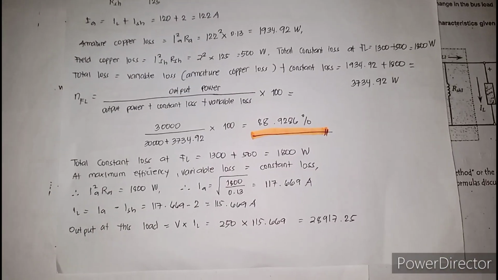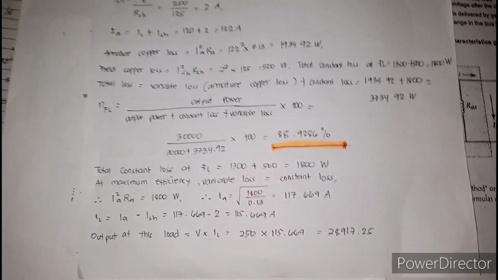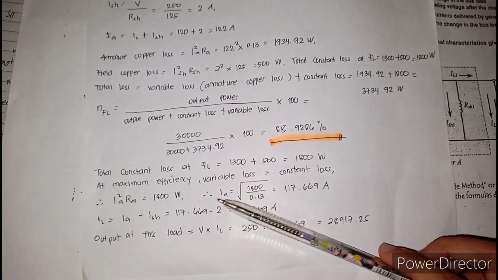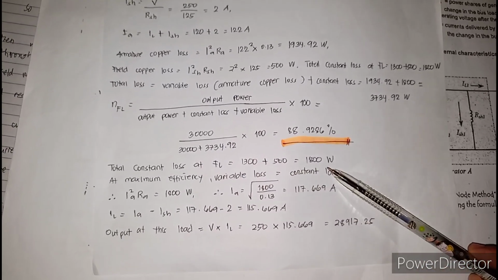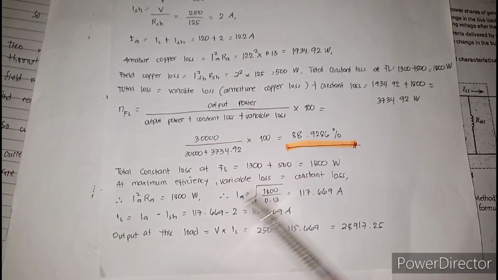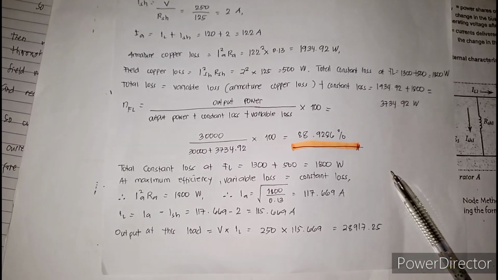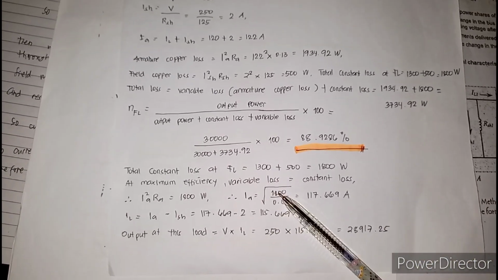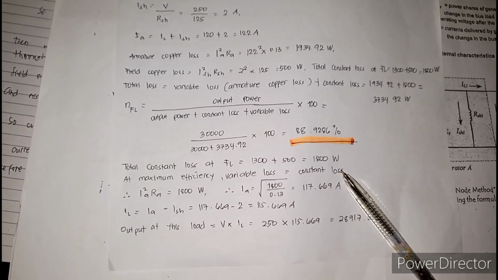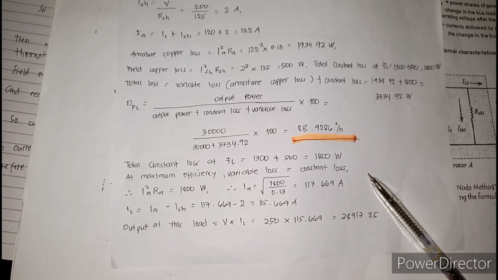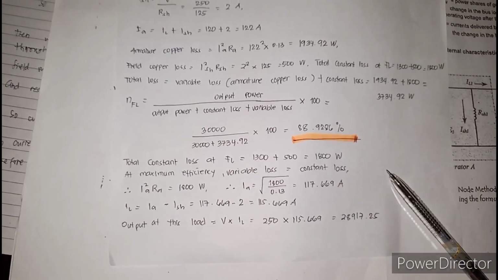Now for the solution to get the maximum efficiency of the generator, the total constant loss at full load is equal to 1,300 plus 500, which is 1,800 watts. At maximum efficiency, variable loss is equal to constant loss. So IA squared times RA is equal to 1,800 watts. The armature current is equal to the square root of 1,800 over 0.13, so the answer is 117.669 amperes.